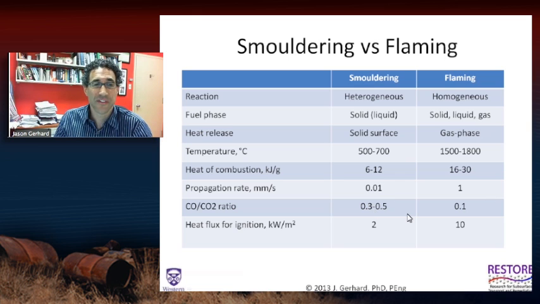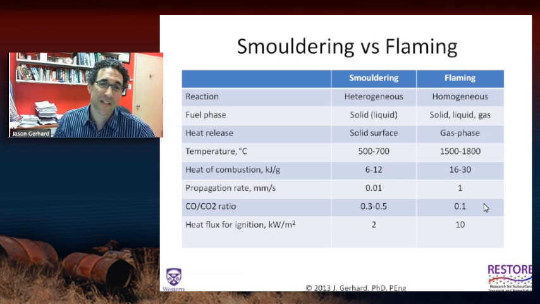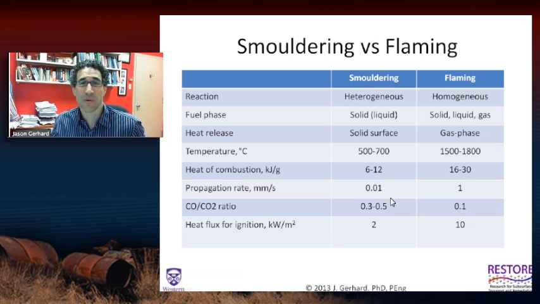Here you see some details on the CO to CO2 ratio. So some carbon monoxide is produced, significantly less than there is carbon dioxide. So carbon dioxide represents complete combustion. Carbon monoxide represents some incomplete combustion that's occurring. And you can see that there's a little bit more incomplete combustion occurring in a smoldering reaction. And we'll talk a little bit more about why that is. And you have a lot more heat flux, heat being generated per unit area of reaction, in a flaming reaction than a smoldering reaction.